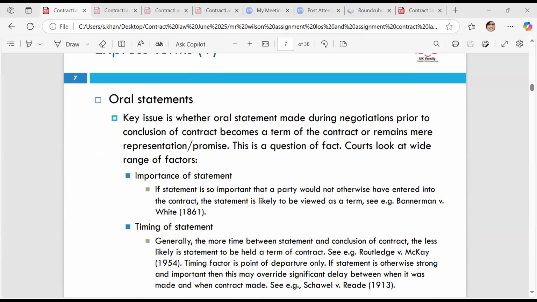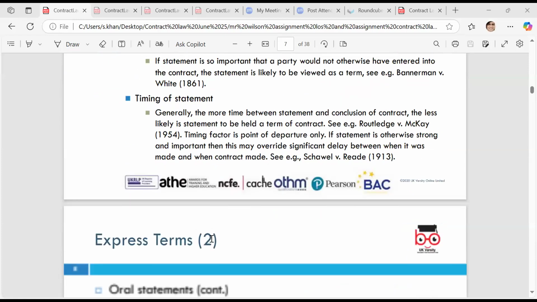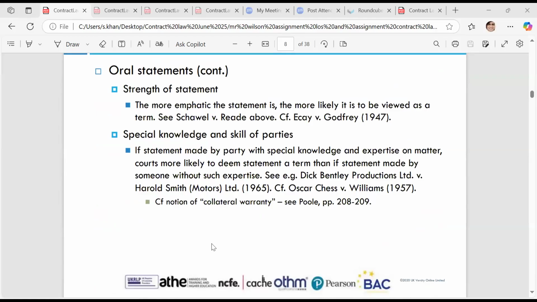So the first one is express term. An express term in a contract is a specific provision that the parties to the agreement have explicitly agreed upon, either verbally or in writing. These terms are clear, unambiguous, and represent the parties' stated intentions within the contract. They differ from implied terms, which are not explicitly stated but are understood to be part of the agreement based on the law, custom, and the nature of the contract. The strength of the statement is that it's more likely to be viewed as a term.